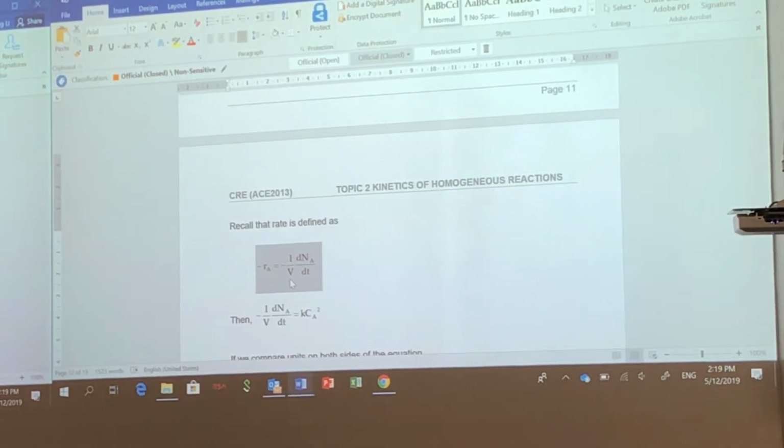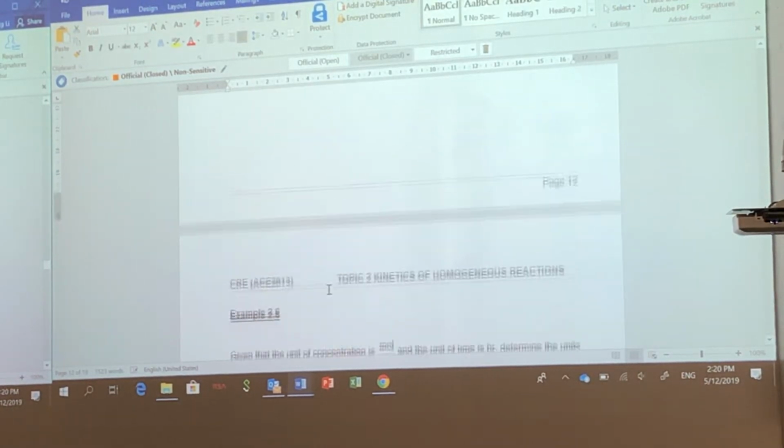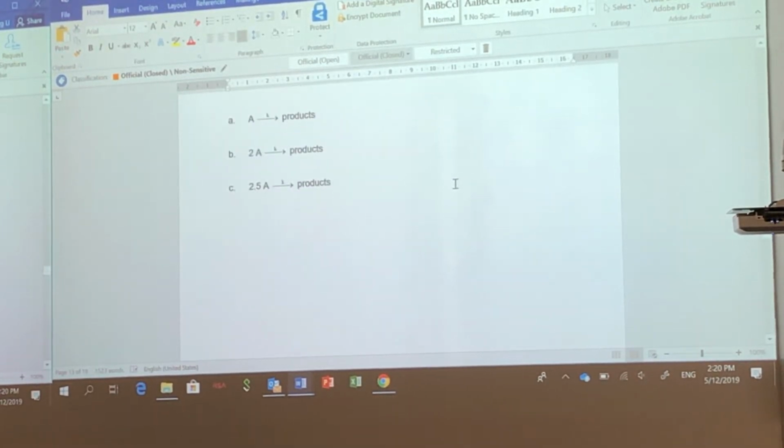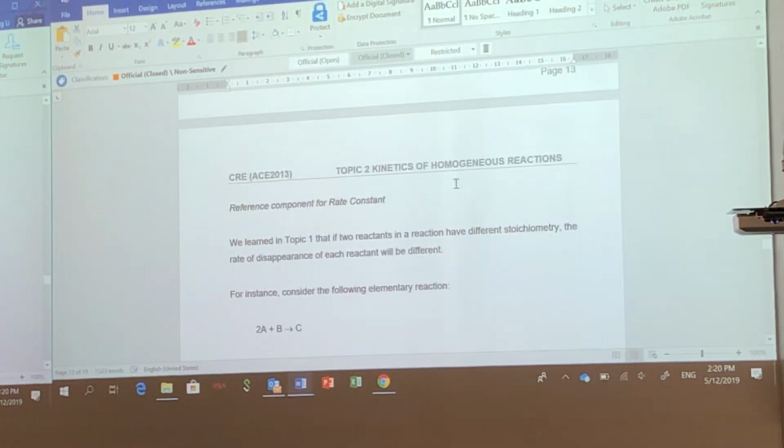Number of moles over liter and time, maybe minutes. So it's moles per liter per minute. It's very common. So this side you will know the units. Then this side depends on the order. Then you can very quickly find the units of K already. There are some exercises at the back here. Have you tried? You try to do it. So this is the second part for topic 2.